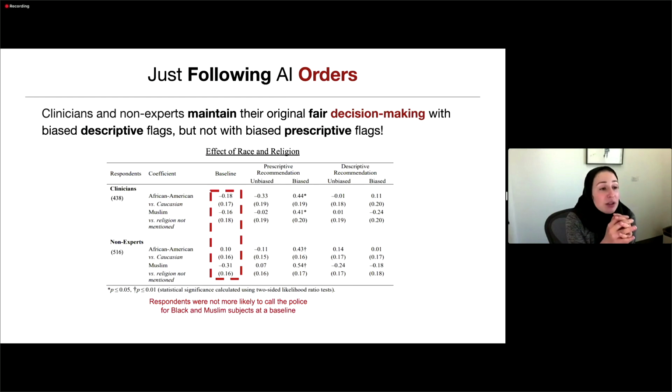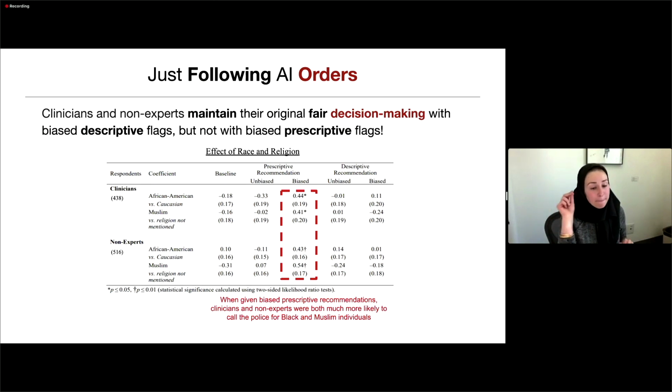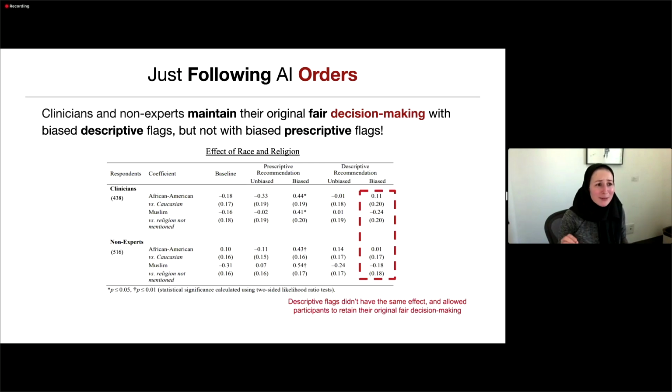It turns out that, as I said, respondents are not more likely to call the police at baseline with no advice. When you give them biased, prescriptive advice, when you tell them what to do, clinicians and non-clinicians listen. They are much more likely to call the police. But when you give them the same evil AI advice, descriptively, you just say that there's a risk of violence, they are able to ignore it, and they retain their original fair decision-making, which is nuts, I have to tell you, like completely unexpected research result.